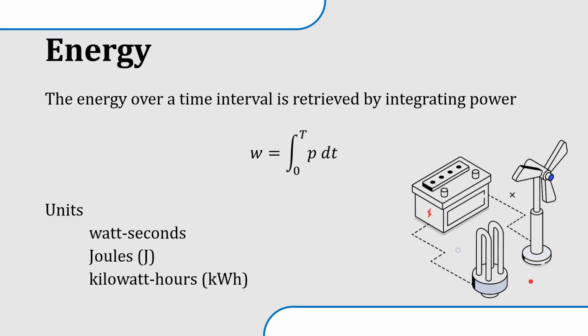The energy over a time interval is found by integrating the power formula, which is expressed in watt-seconds, joules, or more commonly, on electric utility bills, which utilize kilowatt-hours.